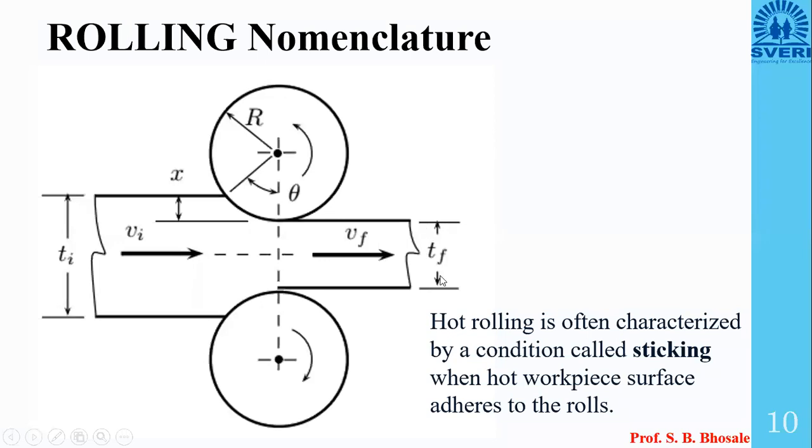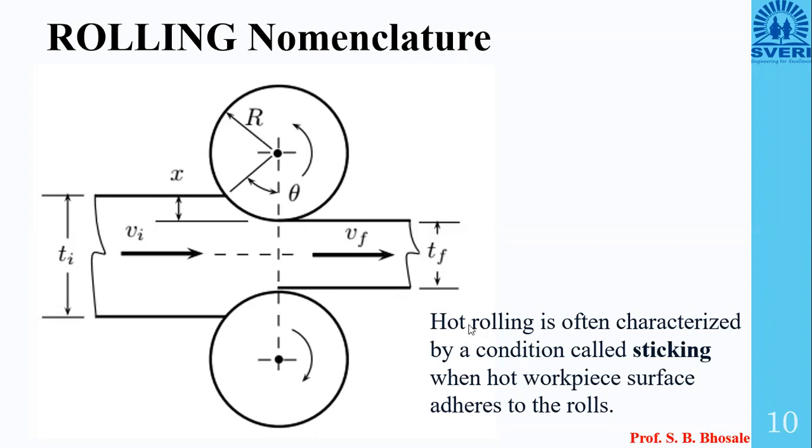So Ti and Tf. Why is Tf reduced? Because 2x deformation takes place. 1x for one roller and another x for this side. Okay, the second x for this side. If I mark here as x, then 2x reduction will take place. So to identify that this particular x is there, that is the reduction. Okay, so this is the nomenclature of the rolling process, the mathematical way.